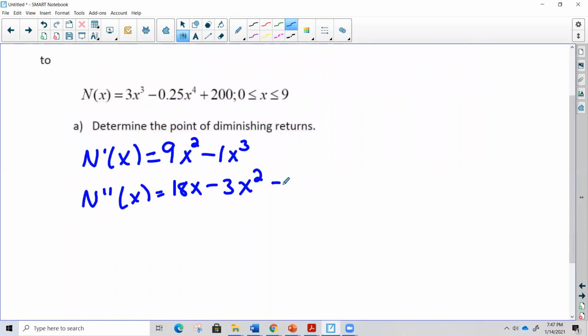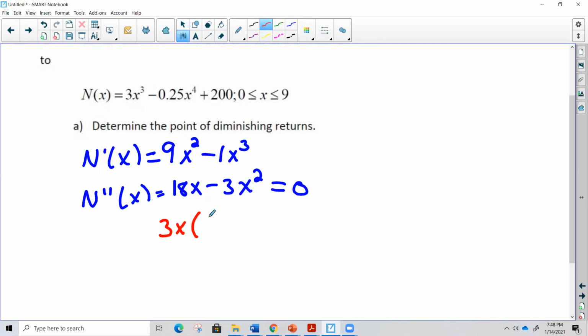We are going to set this equal to 0 to find the x value that makes the second derivative 0. So for this, I need to factor. I'm going to factor out the GCF, the greatest common factor. So if I look at my numbers 18 and 3, 3 goes into both of them. And I look at x and x squared, the lowest number of x's I have is x to the first. And then I'm going to divide each of these by this 3x when I'm factoring.